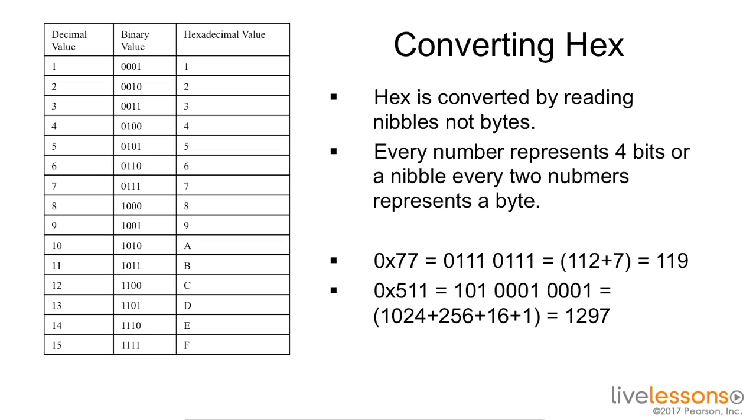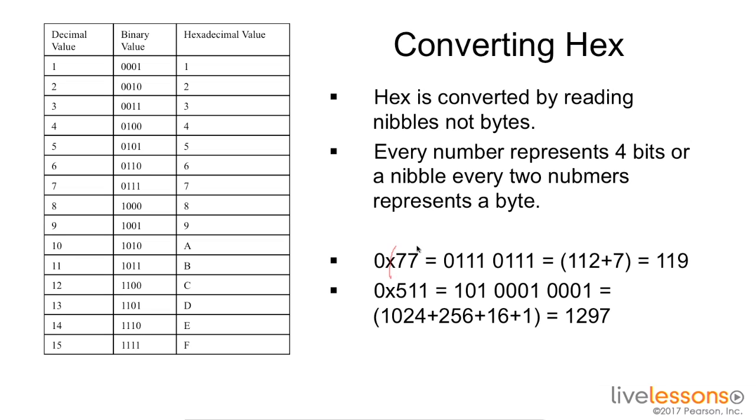Each one of these numbers represents 4 bits and can be represented in a binary value, which is the chart that you see in the middle. If I want to convert hex into decimal, I simply take the numbers and convert them to nibbles. Sometimes I might see a 0x in front of a hex number. This just signifies that I am looking at a hex number. The numbers that I want to pay attention to are to the right of the x.